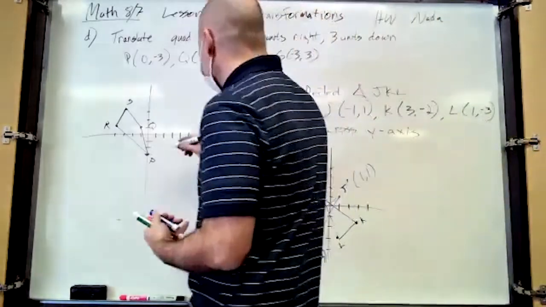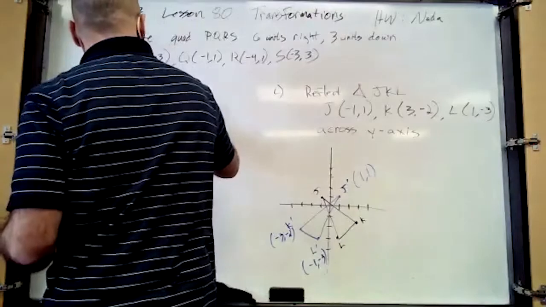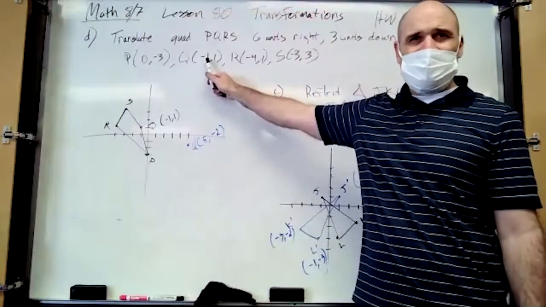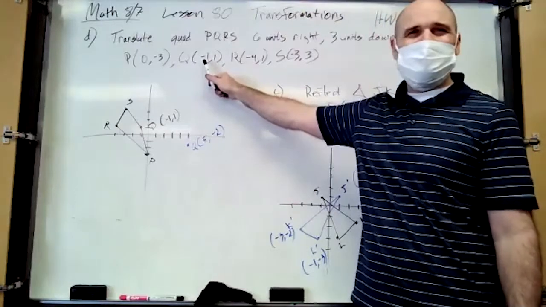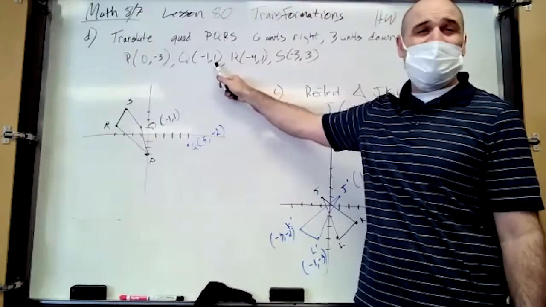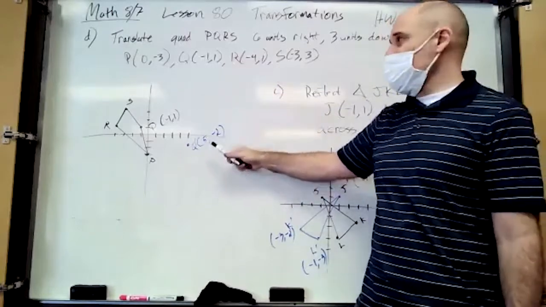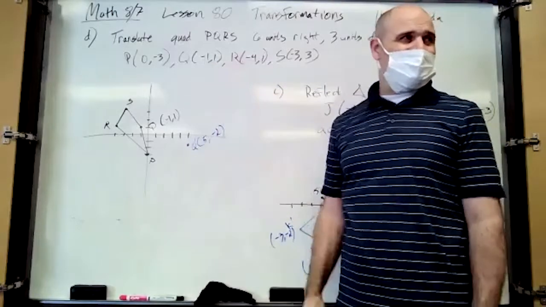Where's Q? Well, Q is at -1, 1. What happens when you add 6 to the X coordinate? -1 plus 6 is 5. And then when you go down 3 from 1, that goes down to -2. So you can do all the math inside your coordinate.